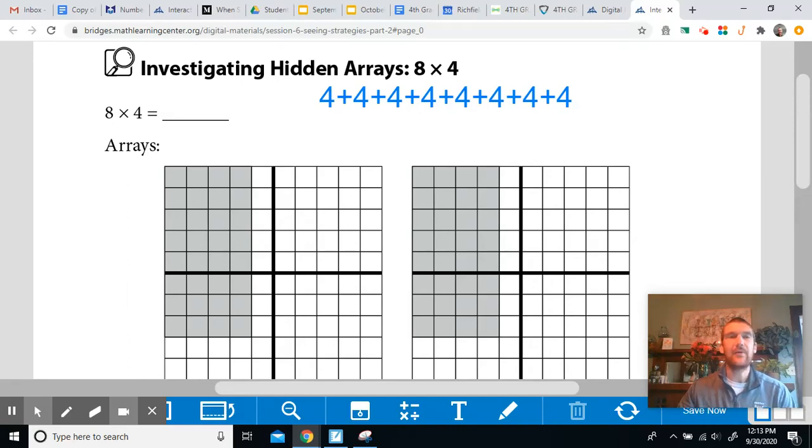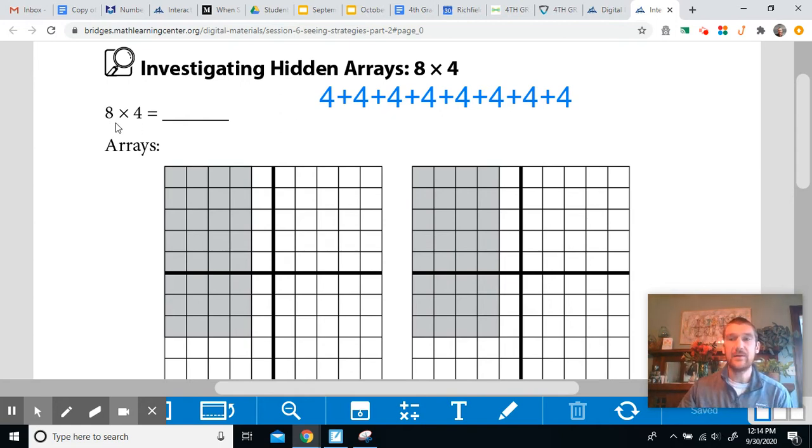We're going to be doing another lesson on hidden arrays. So again, we're going to be looking at arrays and area models representing multiplication problems and thinking how could we divide these into smaller pieces? How could we think of new ways to solve these? And even though we're practicing with smaller single-digit numbers, it's going to really help us as we get into larger and larger numbers, okay? So the first problem we're doing is 8 times 4.